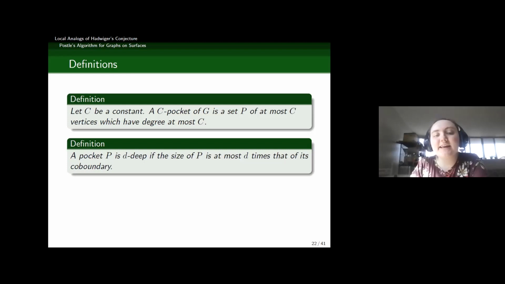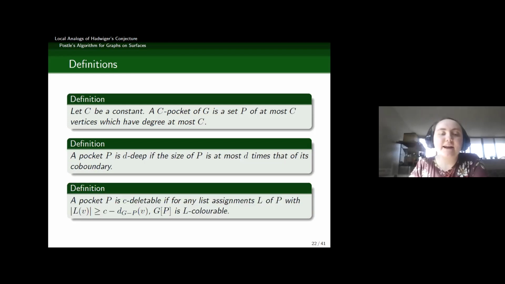A pocket P is D-deep if the size of P is at most D times that of its coboundary. And a pocket P is C-deletable if for any list assignment L of P, which has C colors, except on the boundary vertices where it has C minus the number of outgoing edges, G[P] is L-colorable.